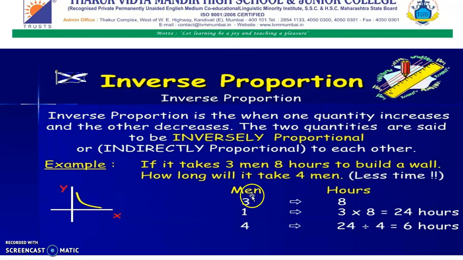So you make two columns, men and hours. If the men are 3, hours are 8. If men is 1, hours are 24. So if 4 men are there, the hours taken is what? 24 divided by 4, 6 hours.